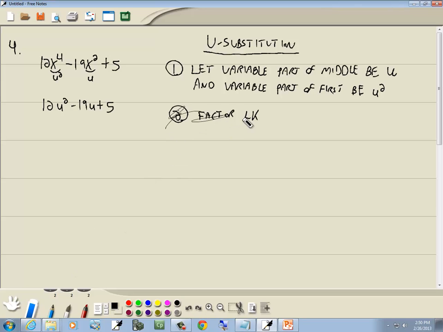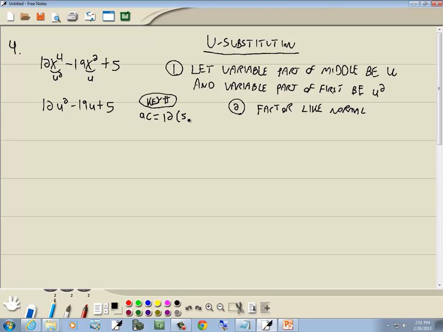And step 2, factor like normal, because at this point it's a quadratic. Well, GCF, don't have any. Grouping, 4 or more terms, that doesn't fit. PSD doesn't work because there's a number in front of our squared part. Key number. We have u squared, u, no u, and there's a number in front of our u squared. With key number, we take the number at the beginning times the number at the end. So I'll take 12 times 5, ignoring signs, which would give us 60.